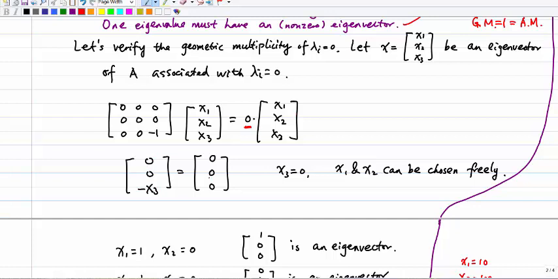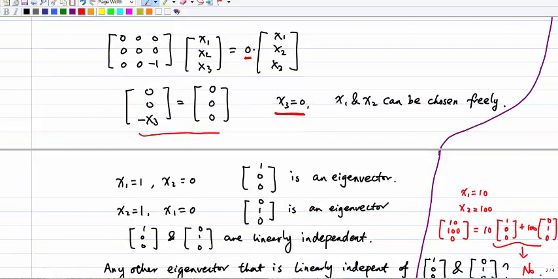So if I look at this, x3 must be equal to 0 because they must be equal. So x3 is 0. However, x1 and x2 can be chosen freely, which means it doesn't matter what x1, x2 we select. So this equation is always true, which means this vector is always an eigenvector of this matrix associated with the eigenvalue 0. We can choose x1 equals 1, x2 equals 0, so (1, 0, 0) is an eigenvector. Or I can select x2 is 1, x1 is 0, which means (0, 1, 0) is an eigenvector.